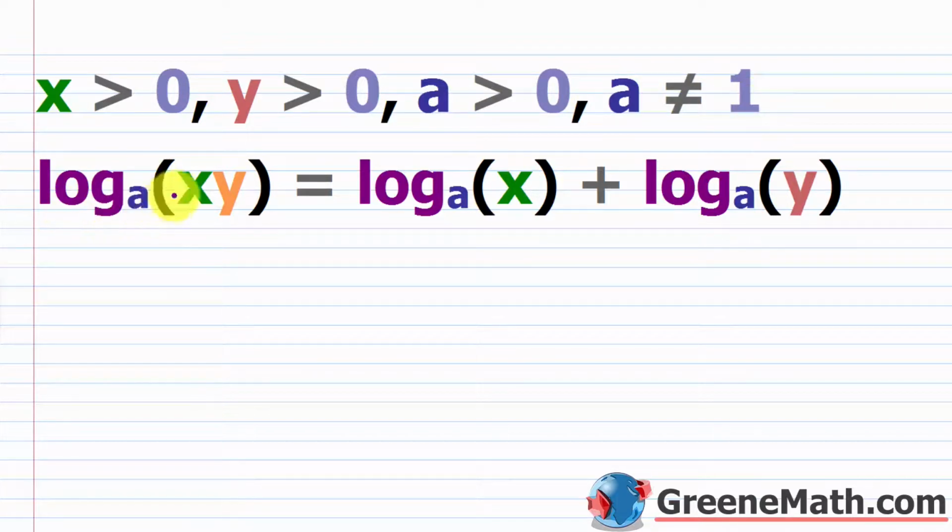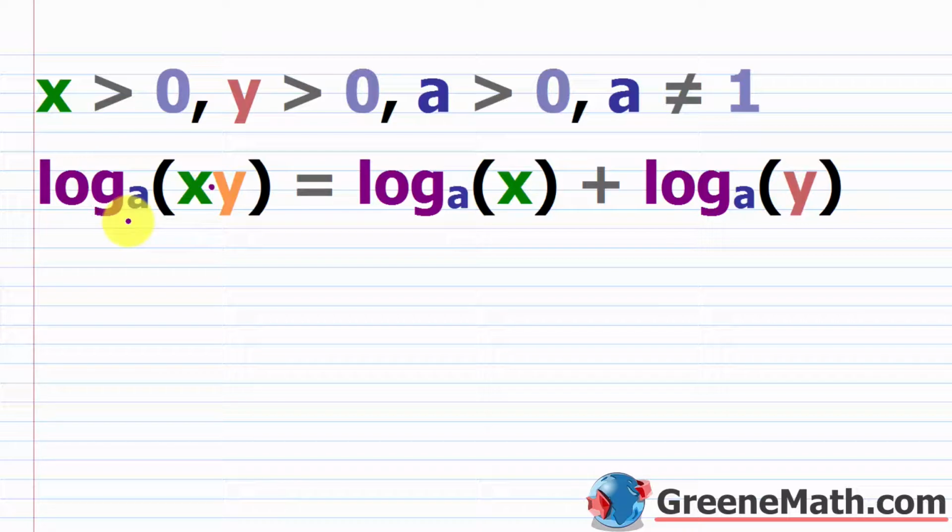Log base a of x times y. So this is multiplication here. This is equal to log base a of x plus log base a of y. So this is a really important property, something we're going to use all the time. When you start out with the form on the left and go to the form on the right, it's known as expanding. If we start out with the form on the right and go to the form on the left, it's known as condensing. And we'll see examples of each at the end of the lesson after we go through the properties.